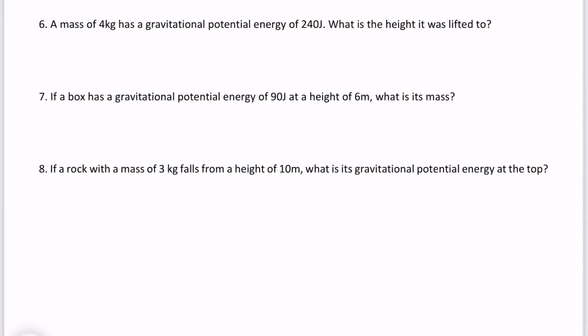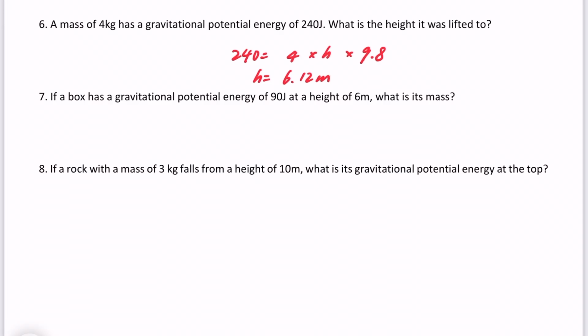A mass of 4 kilograms has a gravitational potential energy of 240 joules. What is the height it was lifted to? Let's write the energy, 240, which equals the mass, times the height, which we don't know, times the gravitational field strength. When we rearrange the equation, we get the height equals 6.12 meters.